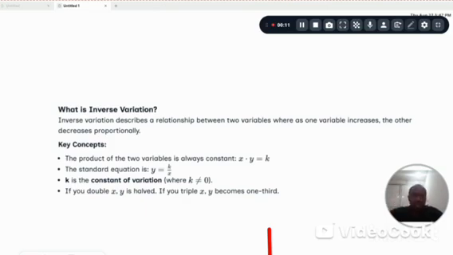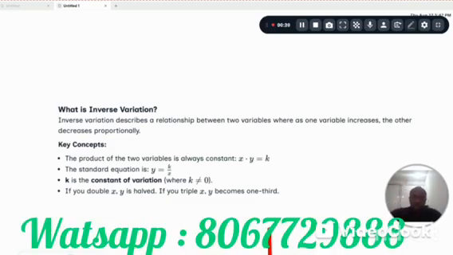The topic we are looking at today is inverse variation. In the last class we treated direct variation, and the next one now is inverse variation. After this, we'll be looking at joint variation, also known as mixed variation, and lastly, partial variation. But for this video, we're looking at inverse variation.